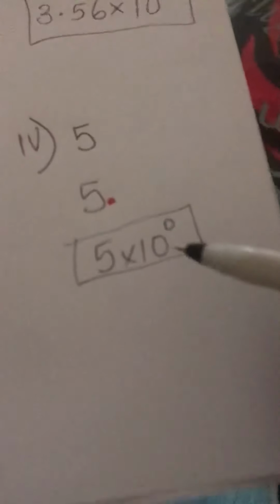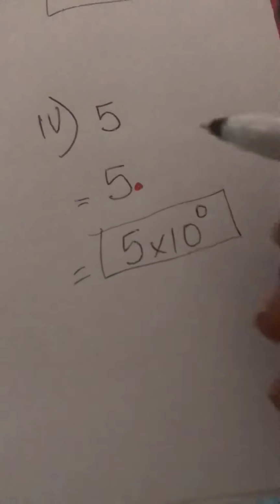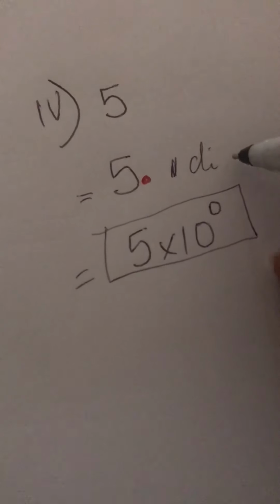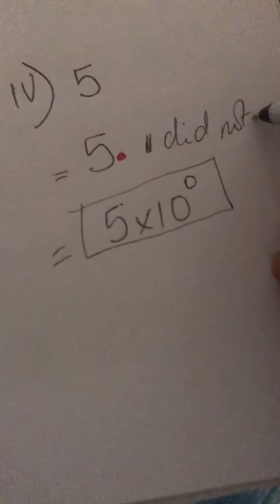And how do I know I'm correct? 10 to the 0th power is 1, and 1 times 5 is 5. It's the same as the question. Okay? I did not move. Remember, if you don't move, your exponent is 0.